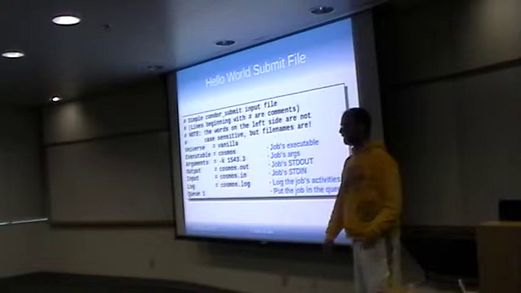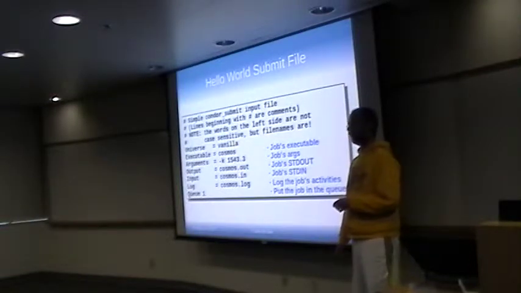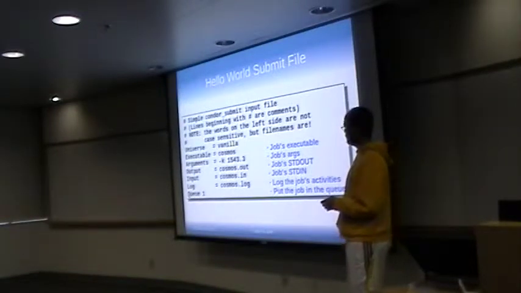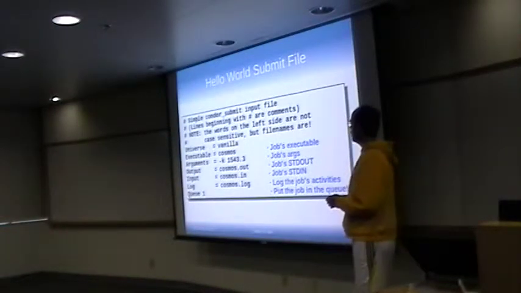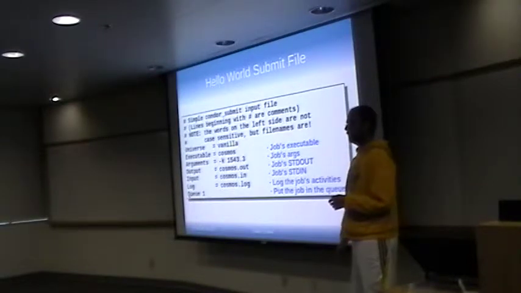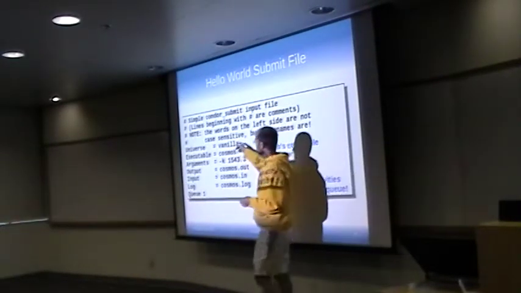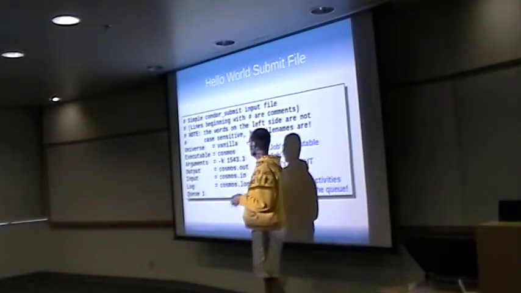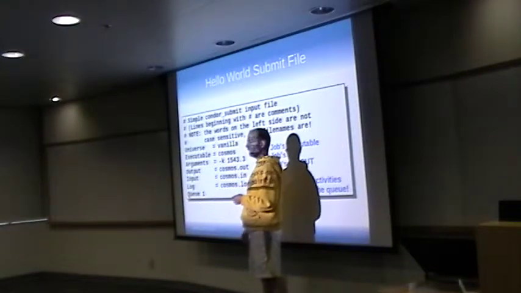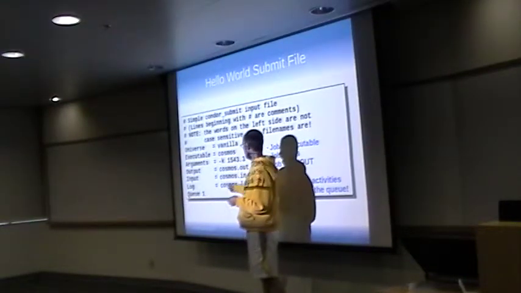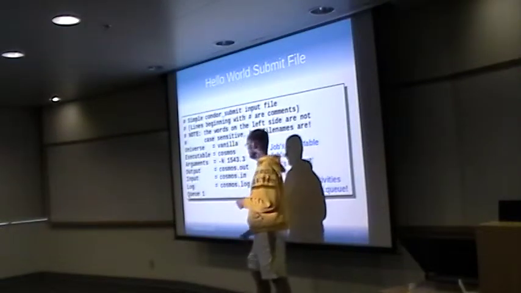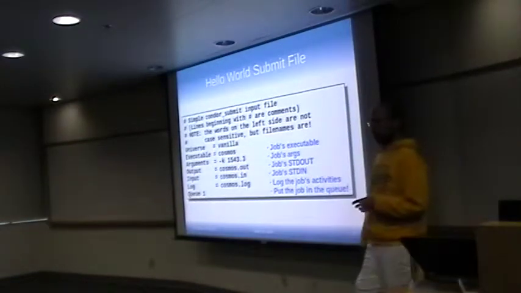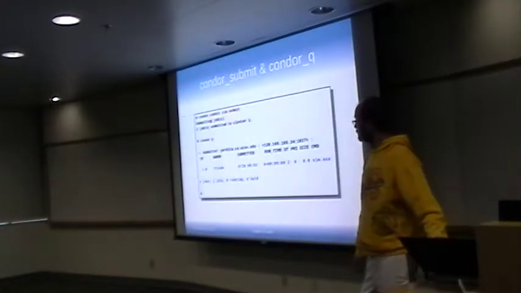So, what is the simplest Condor job you could run? Assume you have a binary called cosmos that you need to run. This is the submit file you would want to write. So essentially say vanilla universe, executable is cosmos, any arguments you need, your standard output, any standard input if you need, and where you want to log what's going on with your job, and then you say queue. That's about it. That's pretty much the shortest submit file you will ever use.